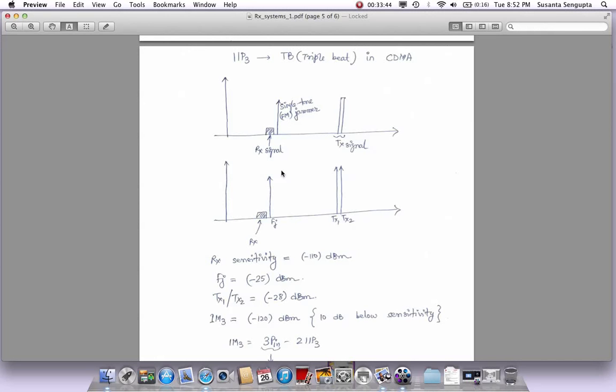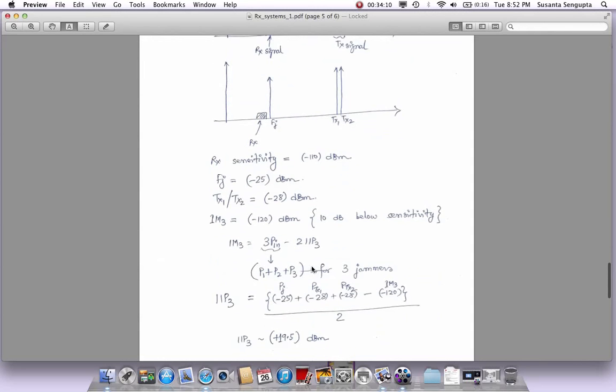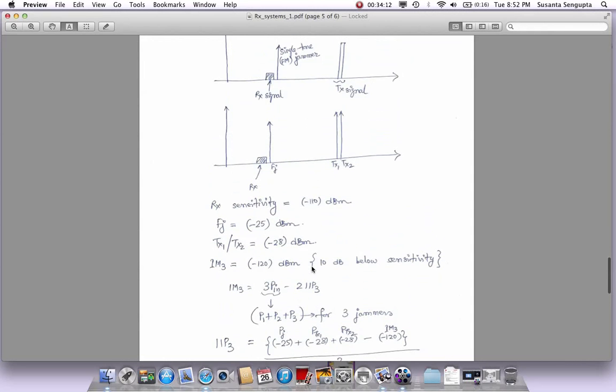Could be an FM jammer, could be any other kind of jammer in the air, such that if you took the frequency of TX2 minus the frequency of TX1 minus the frequency of FJ, with respect to this point, because this is our DC when you down convert it, the subtraction of these three frequencies will fall right here. So that is the case of the triple beat that we have.